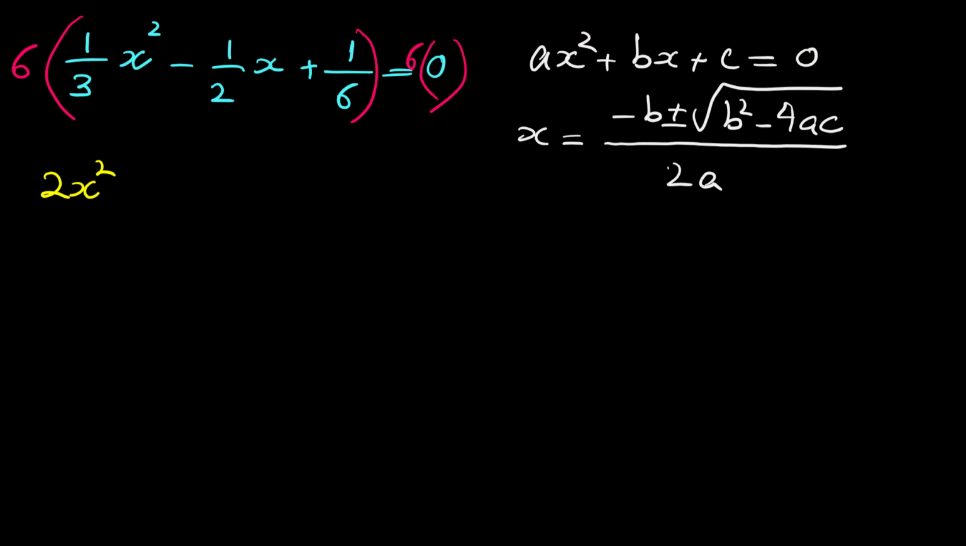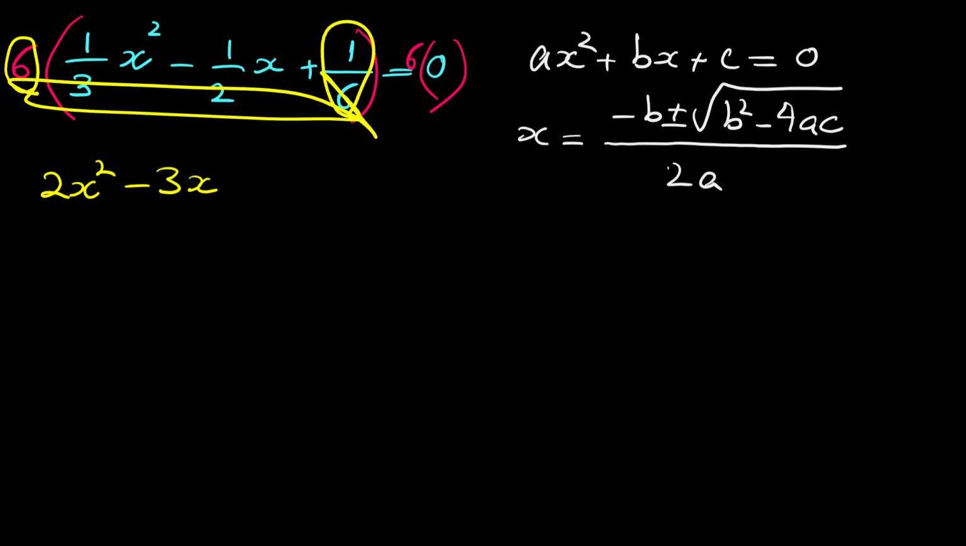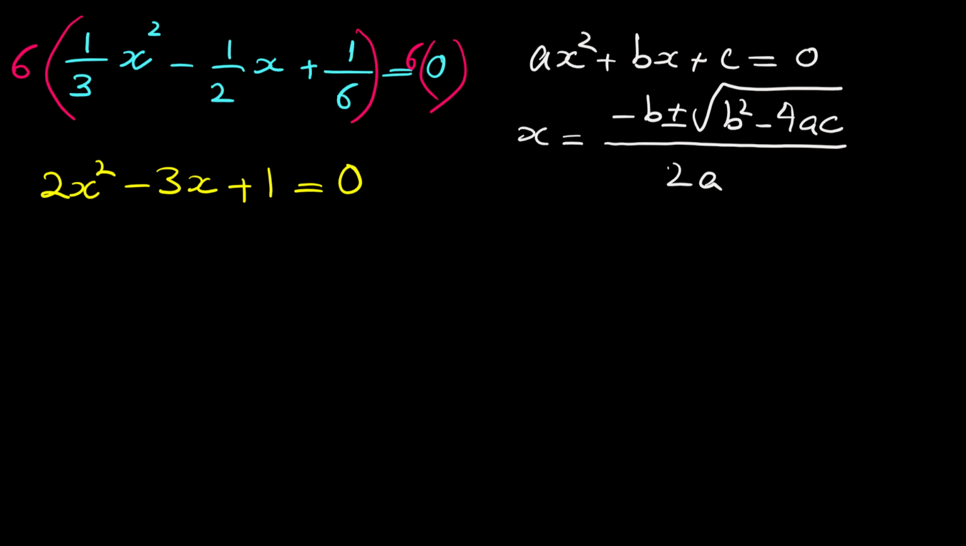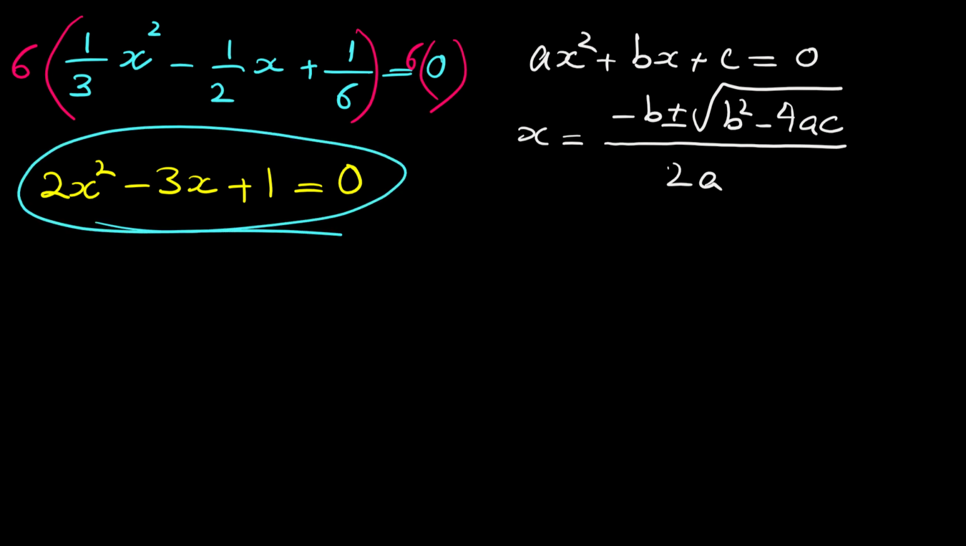Now what is 6 times 1/2 x? 6 with 2 cancels and we have 3. So minus, don't forget we have minus 3x. And finally, what is 6 times 1/6? 6 with 6 cancels and we have 1. Plus 1 equals 6 times 0, which is 0. So by multiplying both sides of the equation by 6, now we have an equation without any fraction. And then we can use the quadratic formula for finding the roots of this equation.